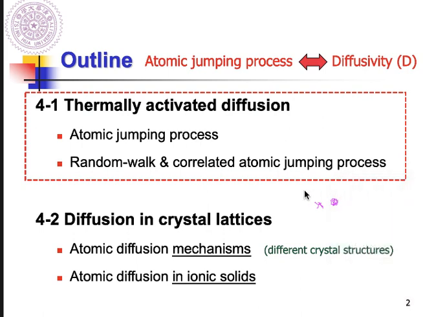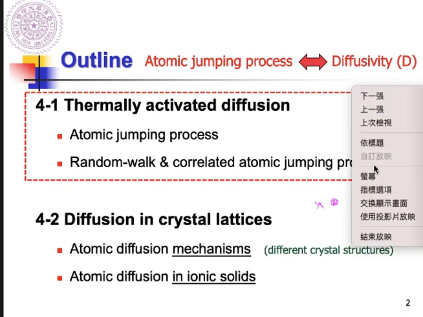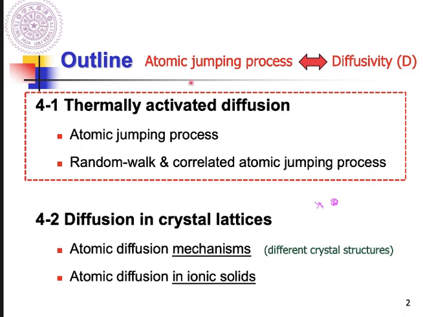Okay, so now you have some idea about the atomic jumping process. And just a quick reminder, don't forget, in these lectures, what we are interested in is to correlate the diffusivity, which you can measure at the macro scale, with the atomic jumping process, which you can observe at the micro scale. So we will try to link these two parameters together. Okay, so this is what we are interested in.